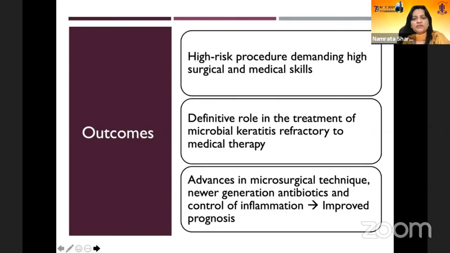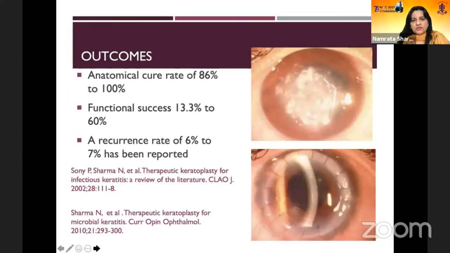There is a definitive role in the treatment of microbial keratitis refractory to the medical therapy, and advances in the microsurgical technique and newer generation antibiotics and control of inflammation may improve the prognosis. So this is just to show the outcomes, which I've also discussed earlier, but outcomes from our studies in terms of anatomical and functional success rate. So I think that is about it.